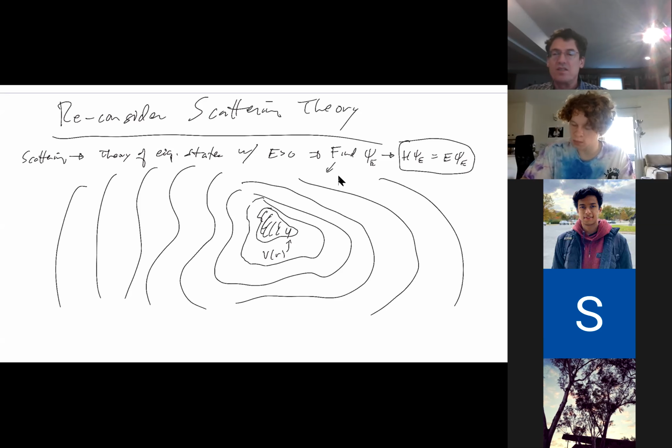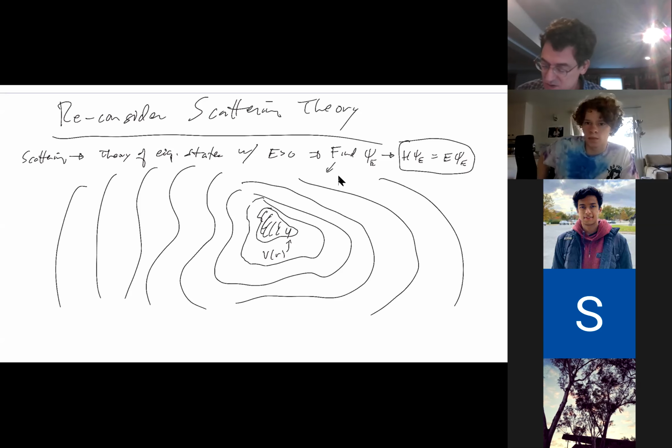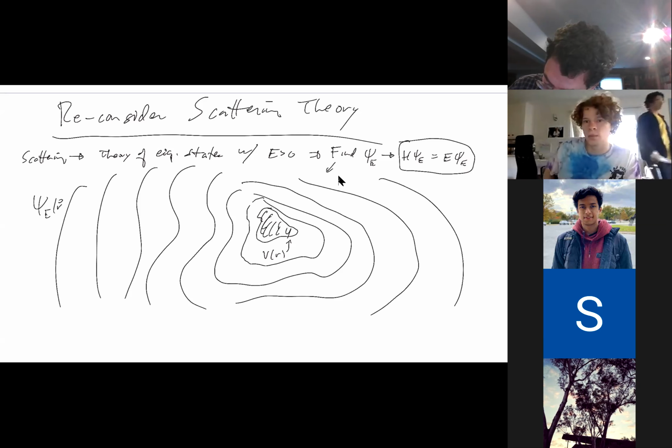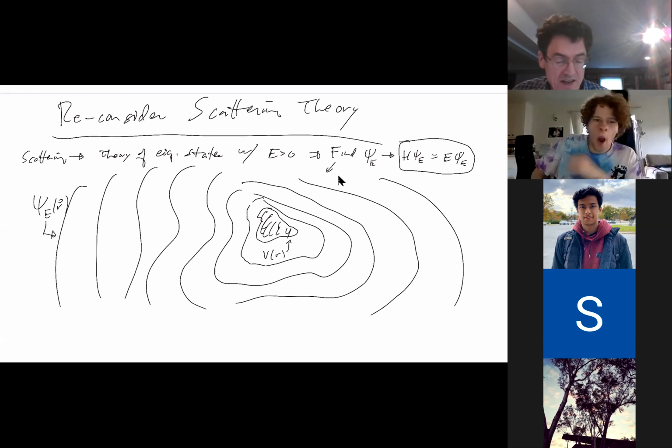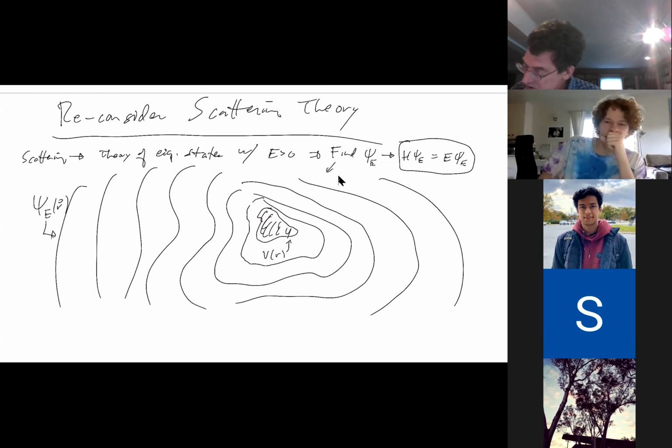Right? That's what it would look like if I were to solve the Schrodinger equation for that potential. And so this is psi E of R. This is what it looks like far away, and then as I go closer, it looks more wiggly and weird.